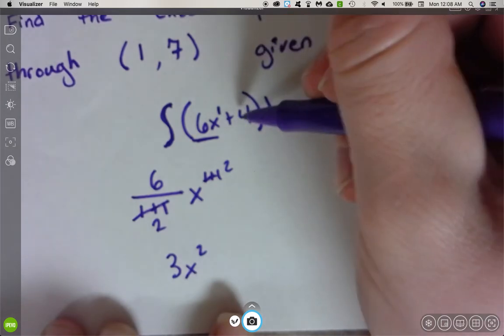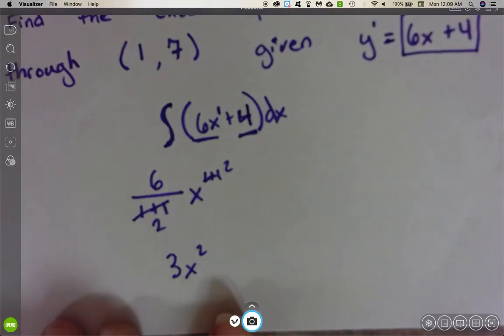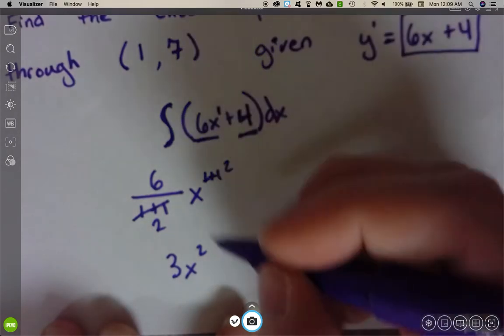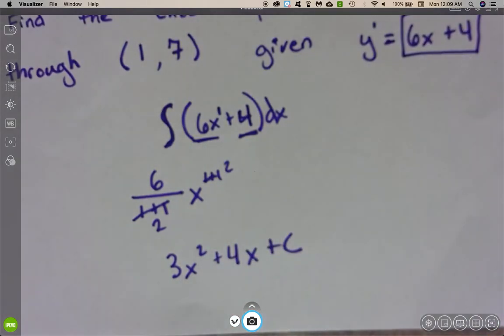I'm trying to take the antiderivative of 4. So what would the original equation have been? In order to get the derivative to be 4, it would have to have been 4x, and then I have plus c. Now I'm not quite done yet because they want the exact equation.